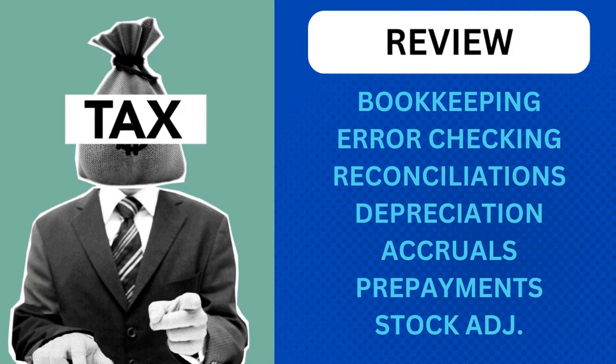Before you do the tax calculation, all these things should have been done, and all these things have been covered in previous videos in this course. So this is part 8. The previous 7 parts covered these steps: doing all the bookkeeping, error checking, reconciling all of the accounts, and I cover this in more detail in those previous videos, the depreciation calculations and posting the depreciation to the accounts, same with accruals, prepayments, and also stock.